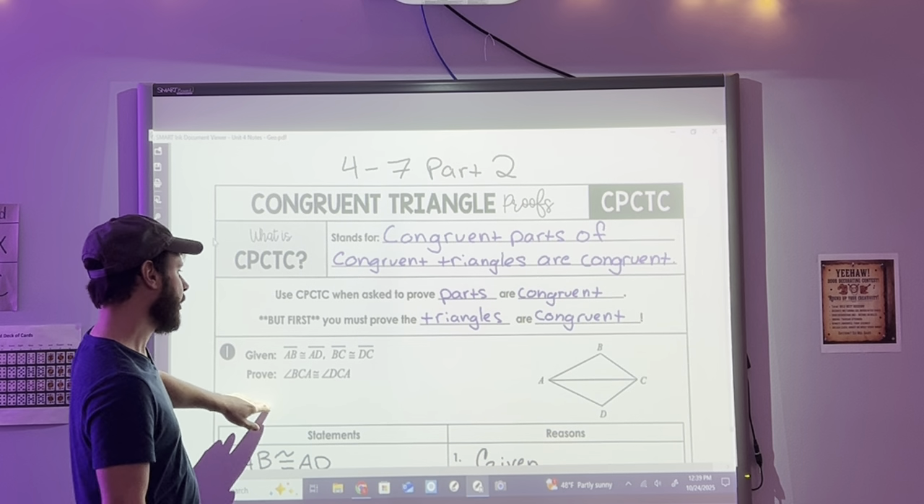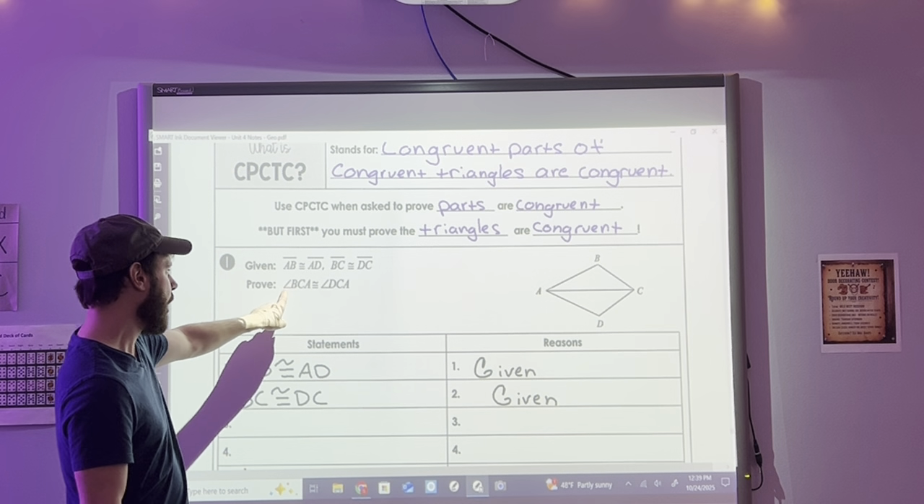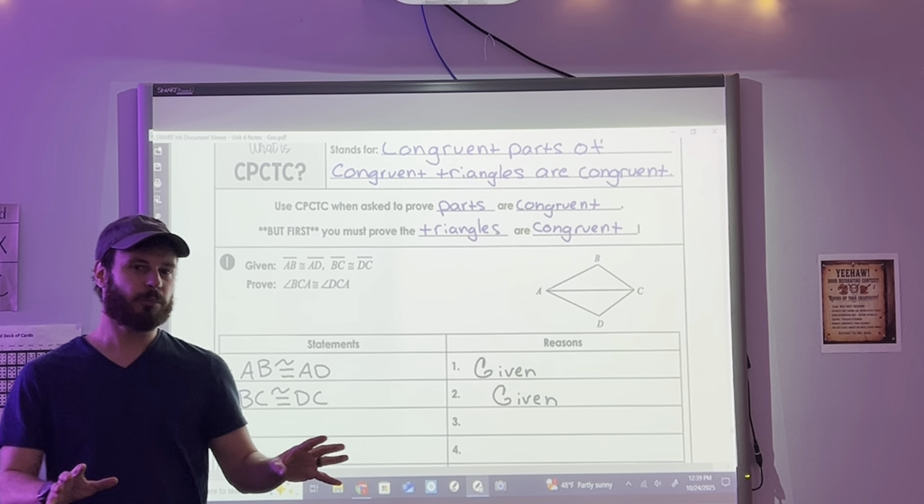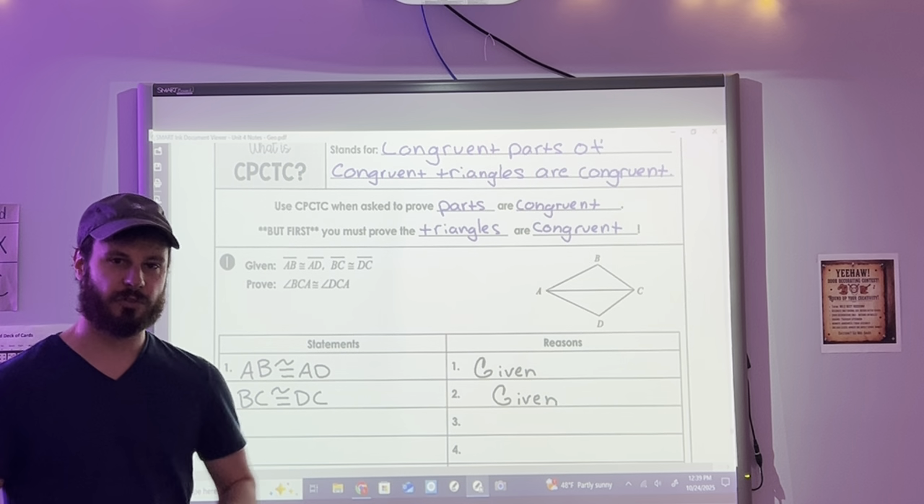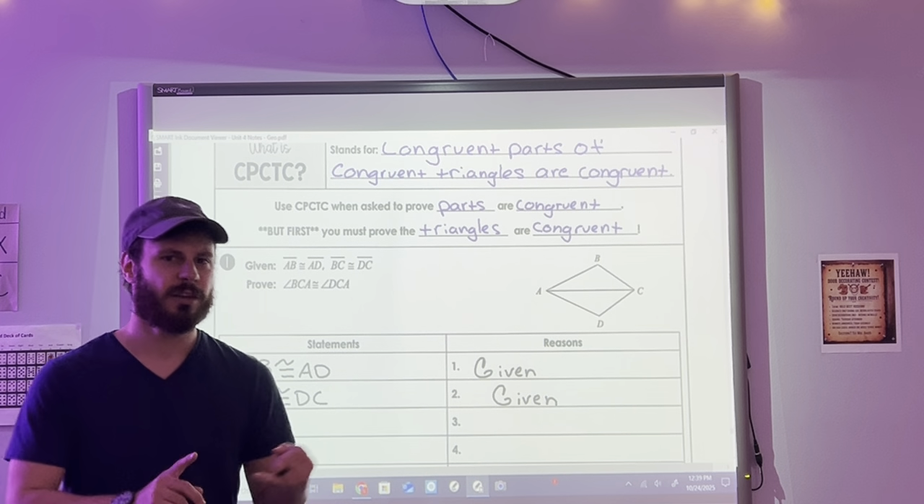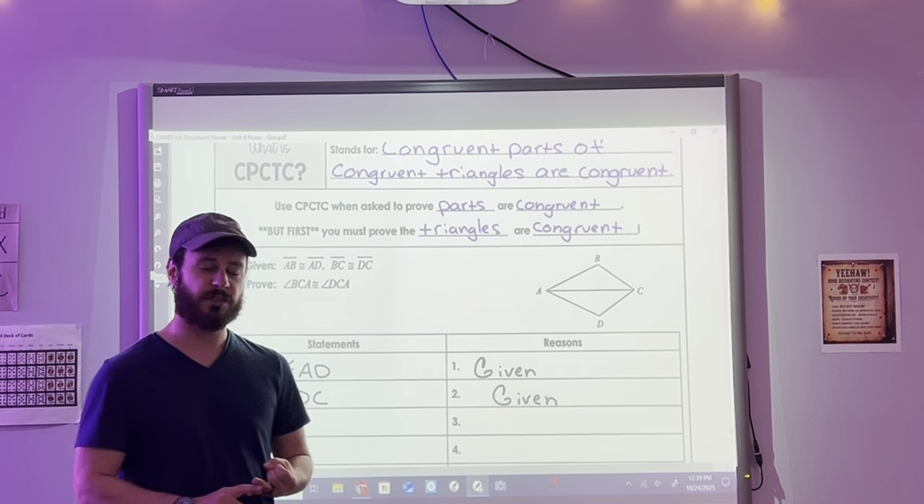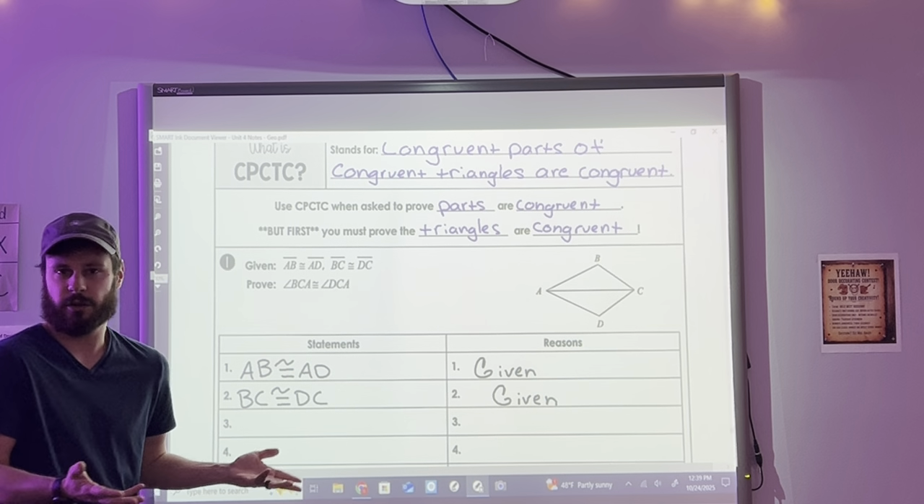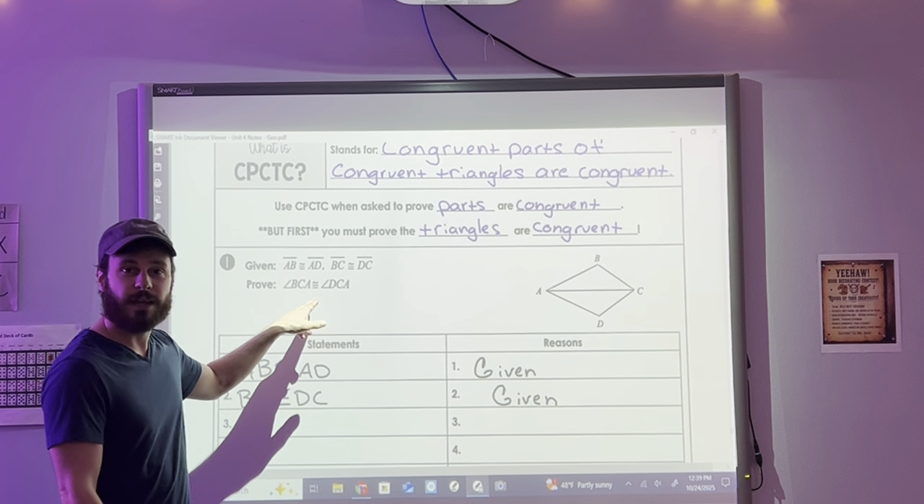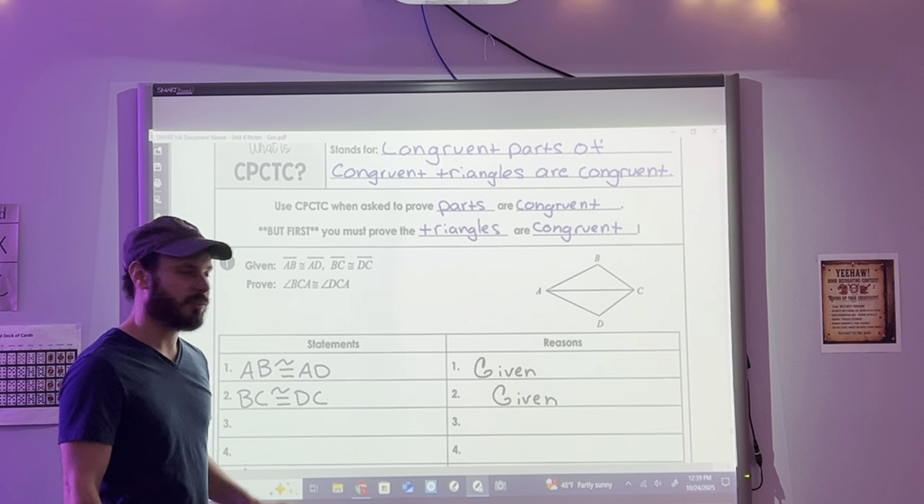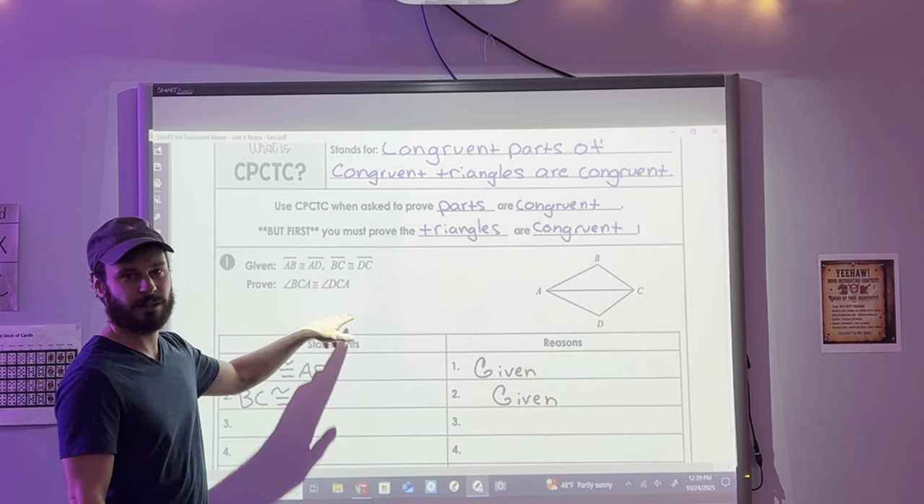Okay, so if we look at this one right here, I'm trying to prove that a part is congruent. Every single proof we've done so far has been proving the triangle is congruent. Why is the triangle congruent? Is it side, side, side? Is it hypotenuse, leg? That's what it was asking. Now it's saying a part is congruent. It's saying this angle is congruent to that one.